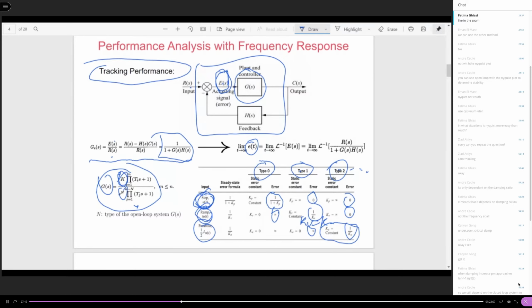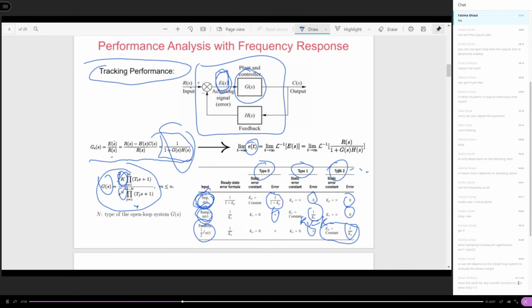Can someone tell me? Do you need a closed loop transfer function's information to tell the stability? No, right? Well, you can. What do you mean by you can use other methods? What method?